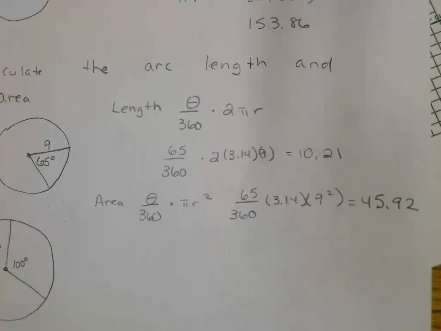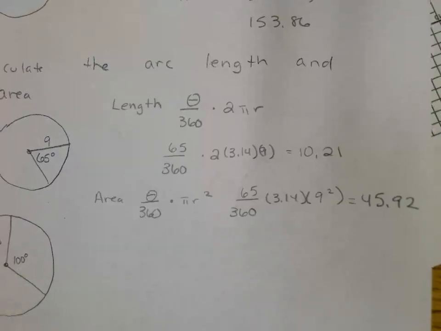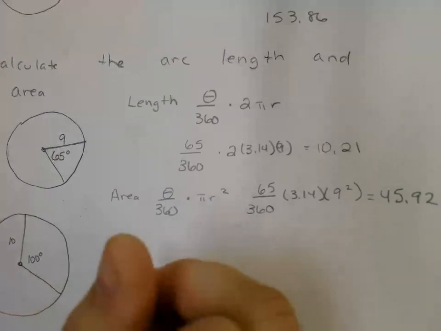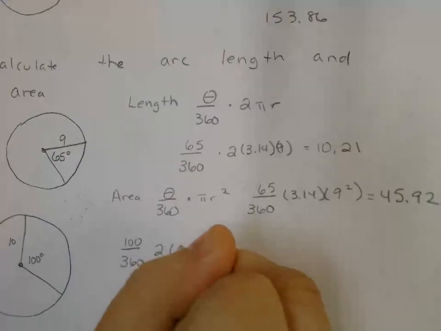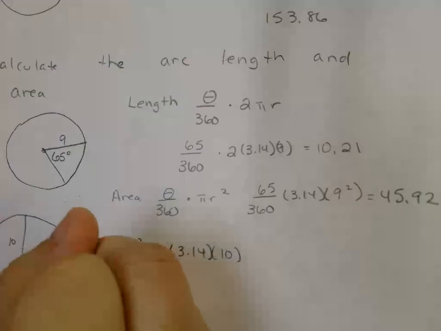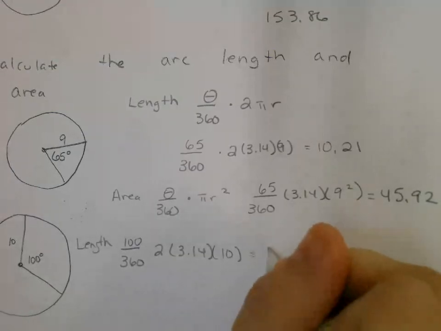Okay, now you're going to do that again. This time we're going to do length and area for the bottom one here. It has a radius of 10 and an angle measure of 100. So you're going to do 100 over 360 times 2 times pi times my radius 10 to find my length, which is going to give me 17.44.